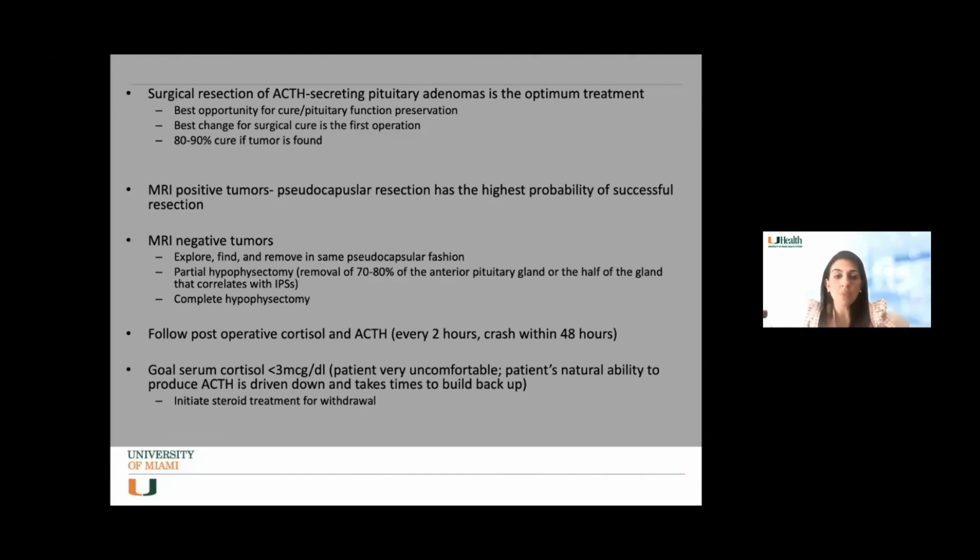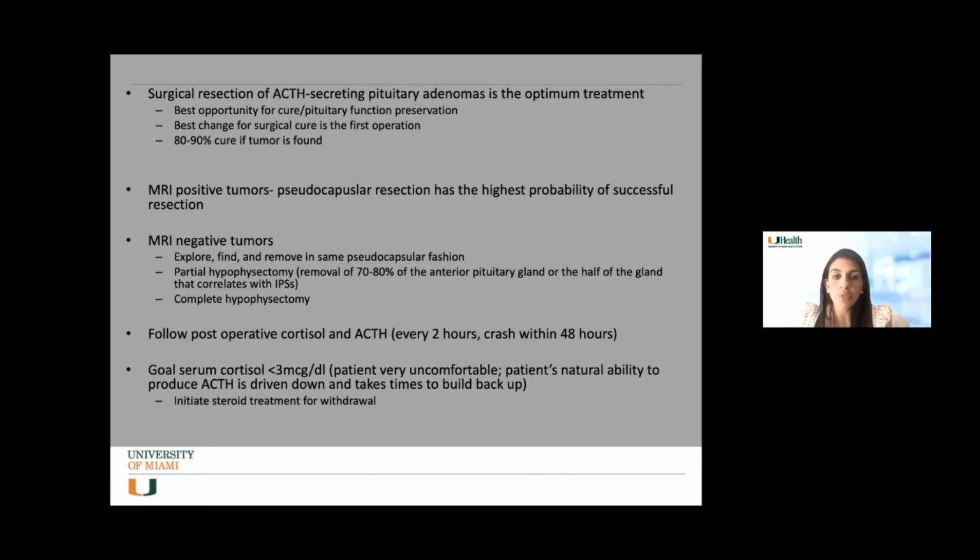So you have to explore and see what you're looking at, right? You can use your inferior petrosal sinus sampling to help you out. That'll help you lateralize the side. And there are different ways to do this. Some people will do it by quadrants. Some people will do it in vertical slices.